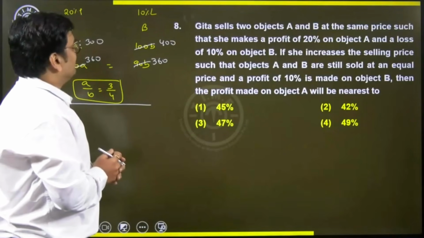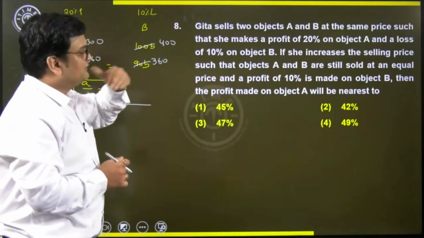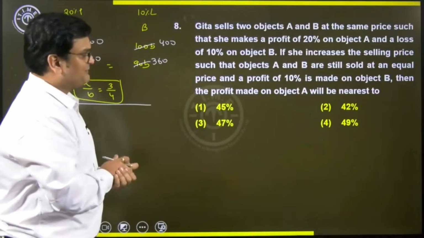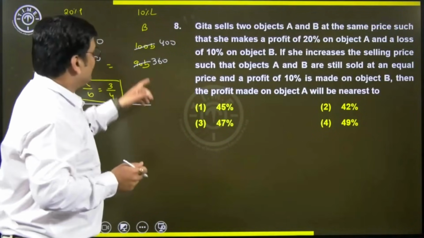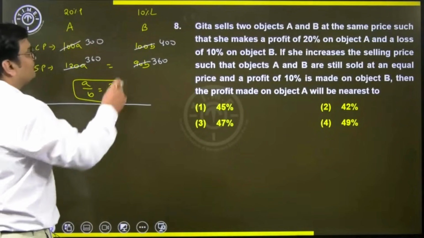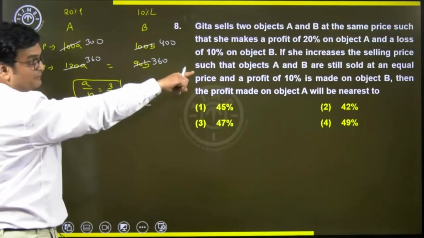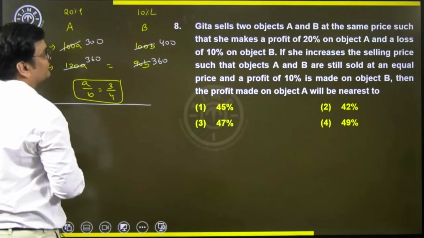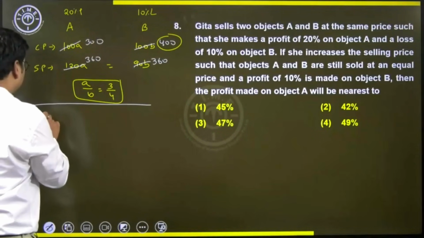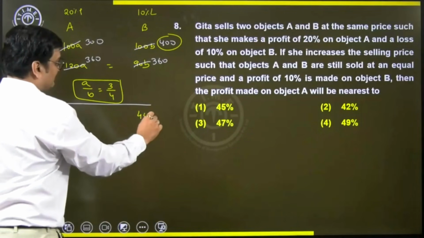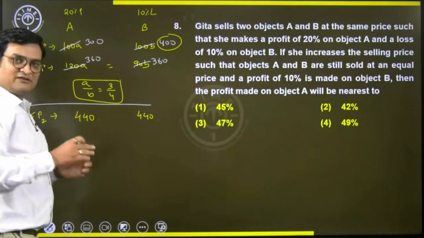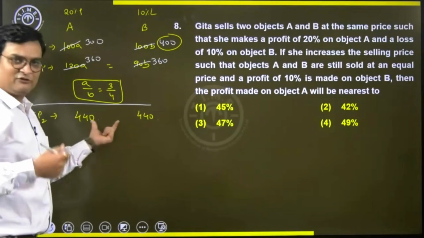If she increases the selling price such that objects A and B are still sold at an equal price, that means the selling price is increased, but the selling prices are still equal, and a profit of 10% is made on object B, then the profit made on object A will be nearest to. So, on B we are making a profit of 10% and the selling prices are still the same. Please note, if your cost price was 400, if you want to make 10% profit, your selling price in the second instance should be 440. And as per the question, the selling price of B and the selling price of A should be the same. So the selling price of A will be 440 also, because it's being sold at the same price.